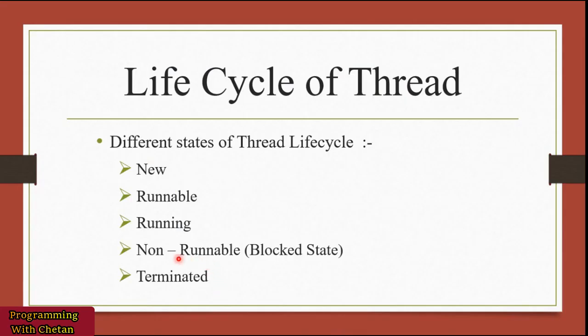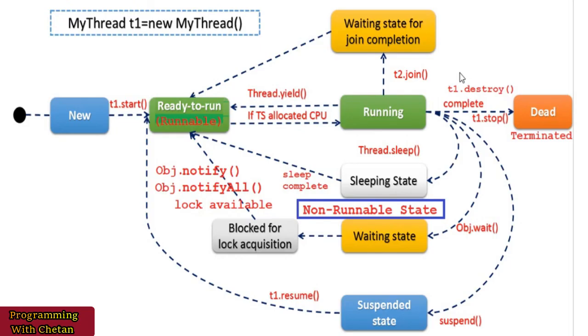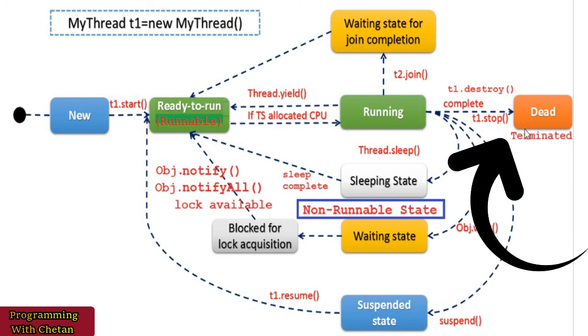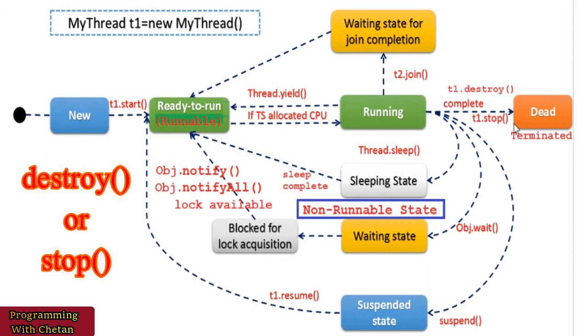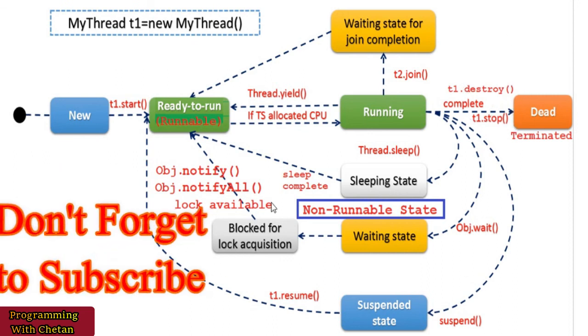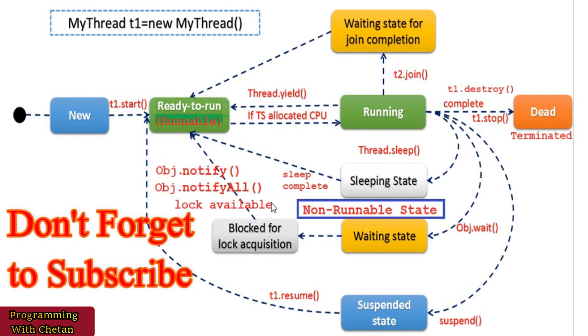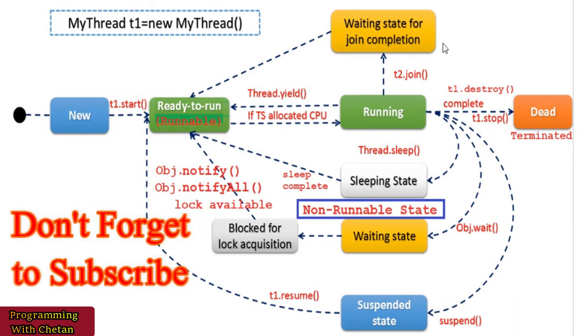Now let us discuss our last state, that is the terminated state. When the execution of our run method completes, our thread will move from the running state to the dead state or terminated state. Our running thread can also be moved into the dead state or terminated state either by calling the destroy method or the stop method. So friends, I hope that you are able to understand the different states of the thread life cycle, that is new state, runnable state, running state, non-runnable state, and dead state.